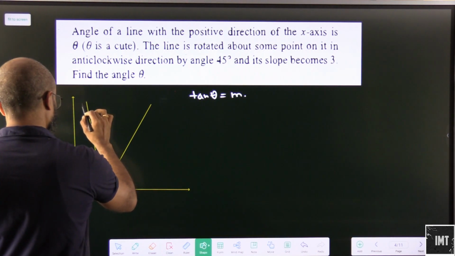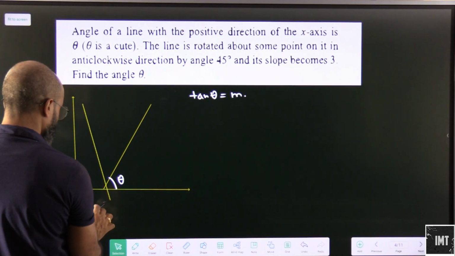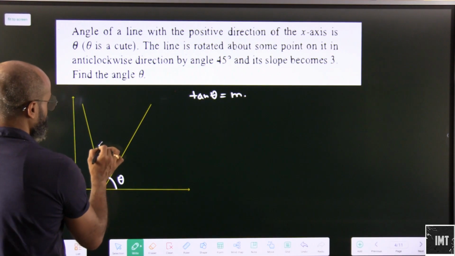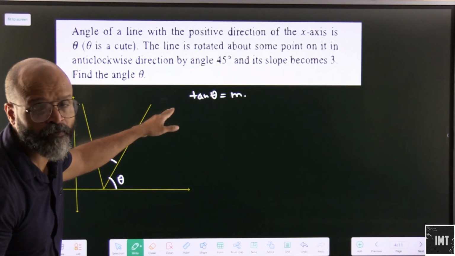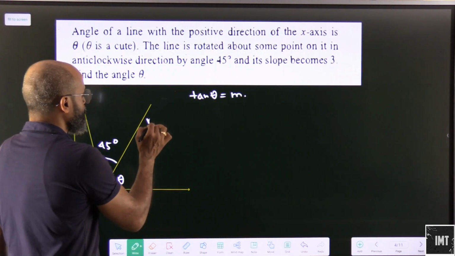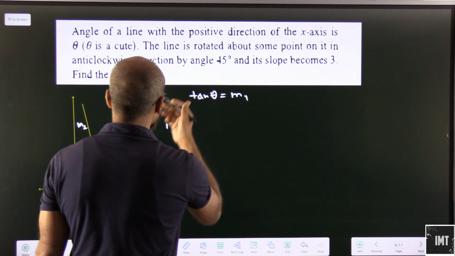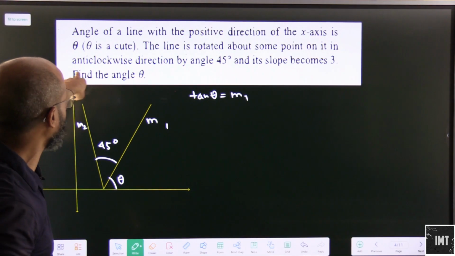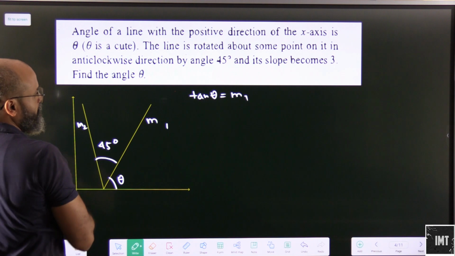by an angle of 45 degrees. So we will say that about the same point the line has been rotated. Okay, this line has been rotated by an angle of, let's say, 45 degrees. This is the 45 degree angle. So obviously we can consider this to be one line and this to be the other line. This is, let's say, m1 and let's say this is m2. Okay, so this is m1, that is tan theta. Where the line is rotated in an anti-clockwise direction by 45 degrees and its slope becomes 3. So the slope here becomes 3.